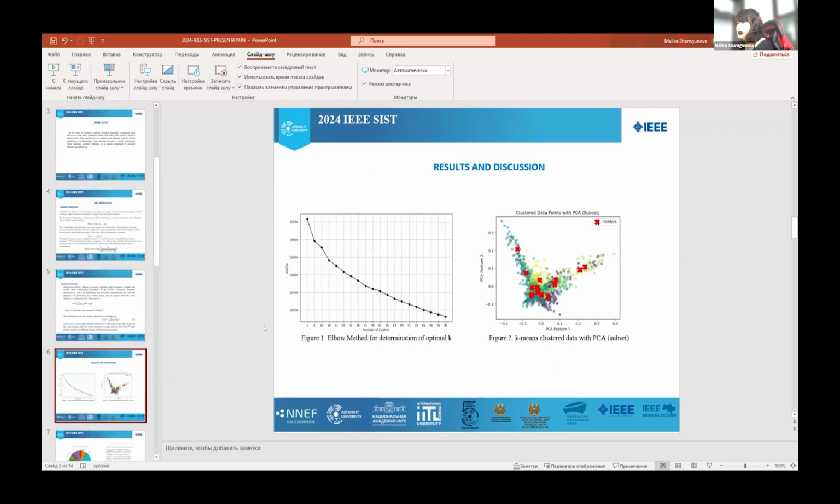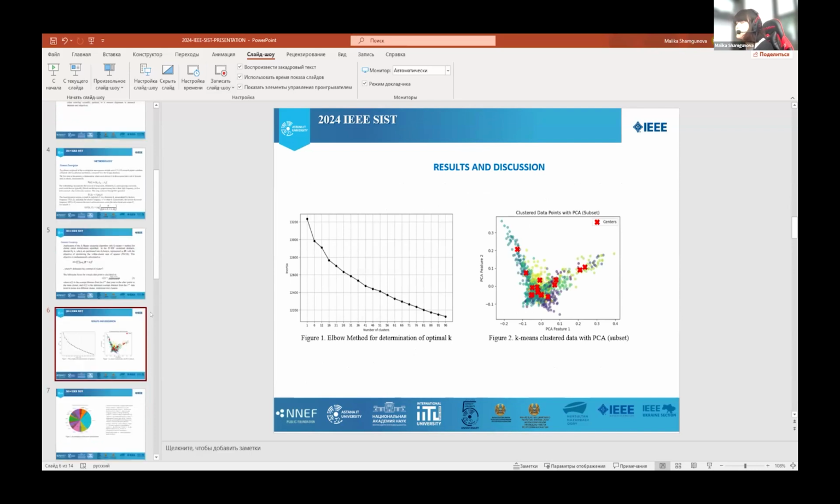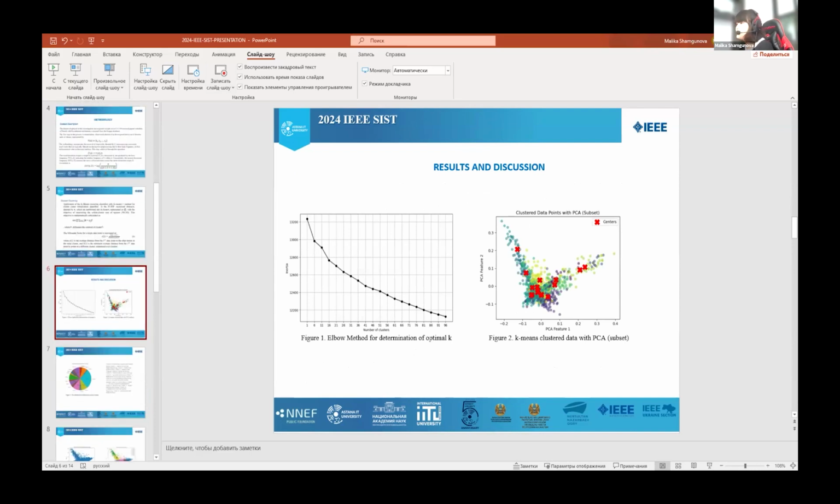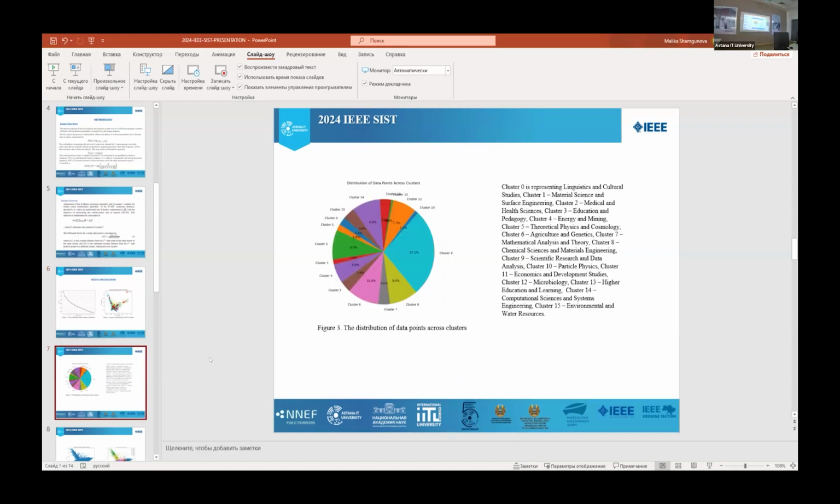Here are the results. In the first figure, we can see the elbow method for determination of optimal K. And the second figure represents the k-means clustered data with principal component analysis being applied to reduce the dimensionality of the data, to view it in a two-dimensional space. The next results show figure 3, which is the distribution of data points across clusters.